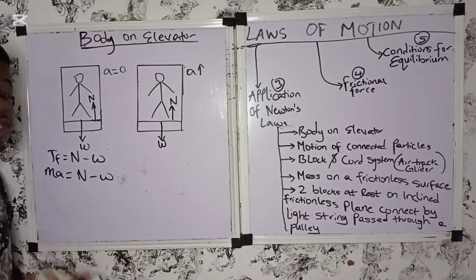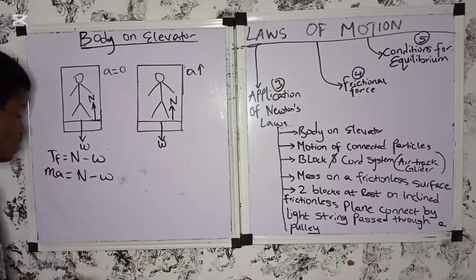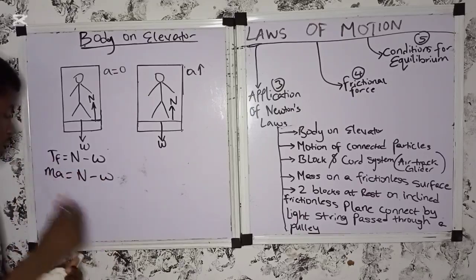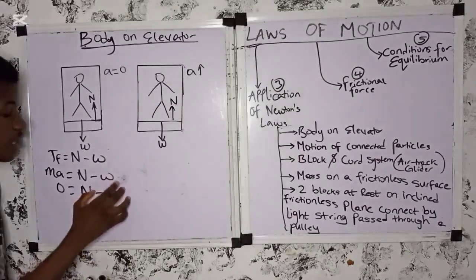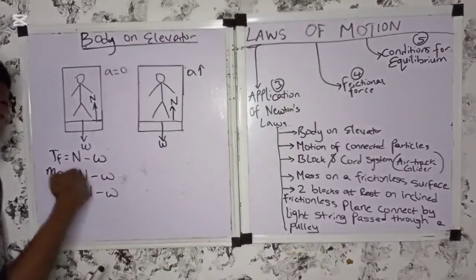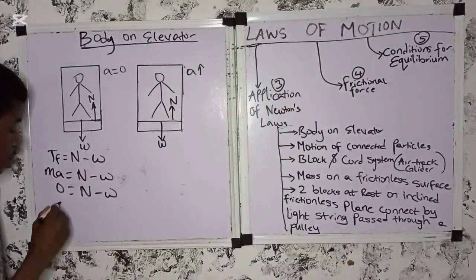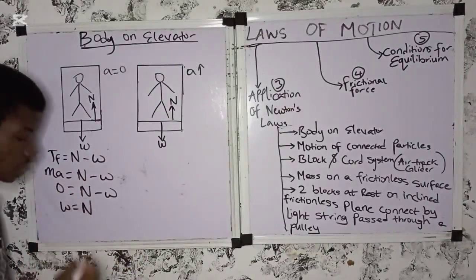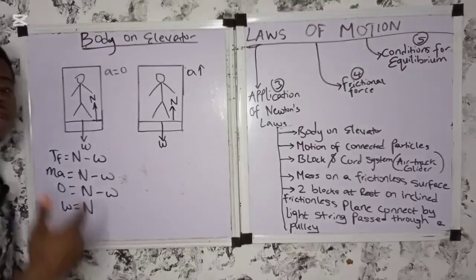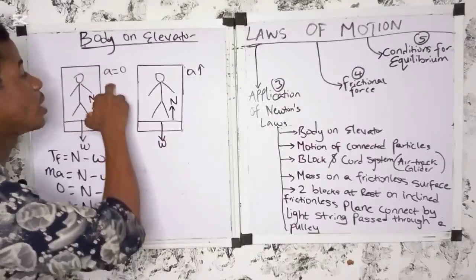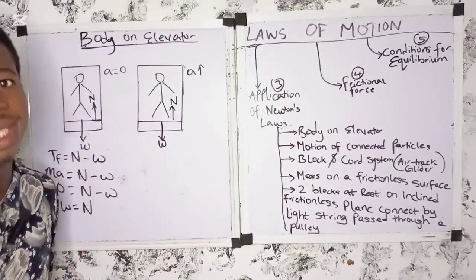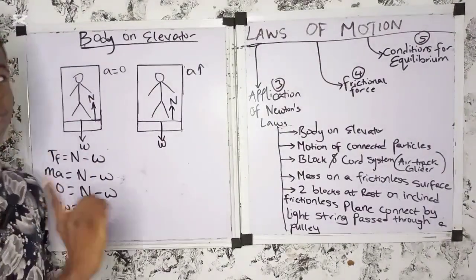Since the acceleration is zero, everything here will be zero, right? So zero equals the normal reaction force minus W. If minus W goes to the other side, W equals the normal reaction force. Okay, so during this scenario when the elevator is not moving, this is very important.